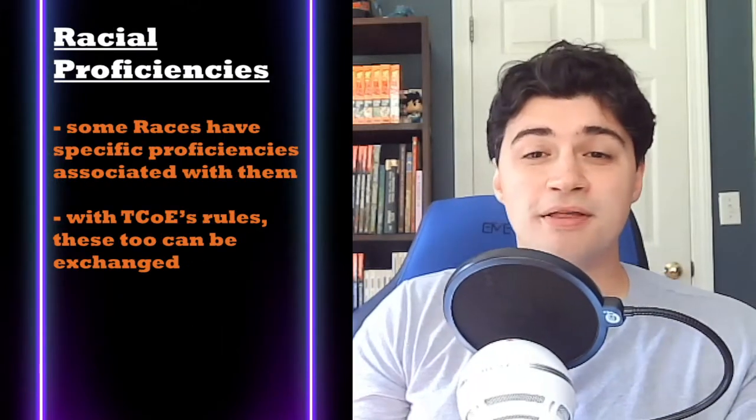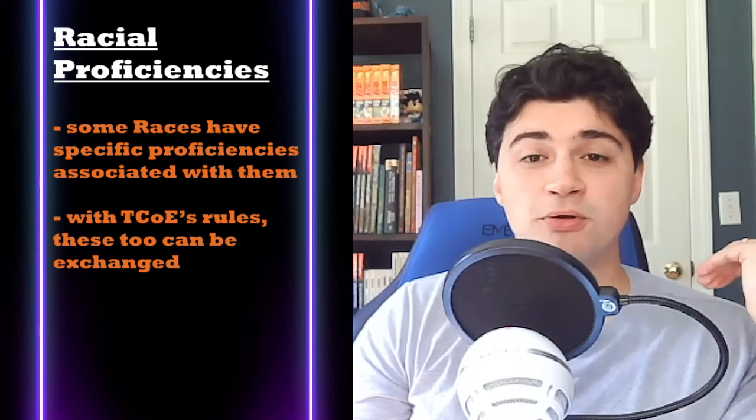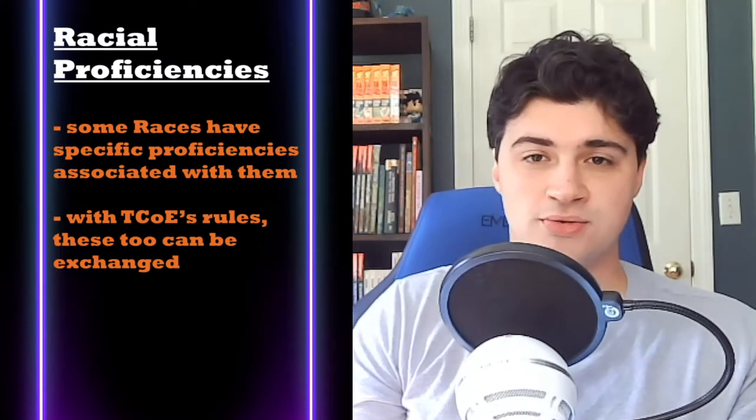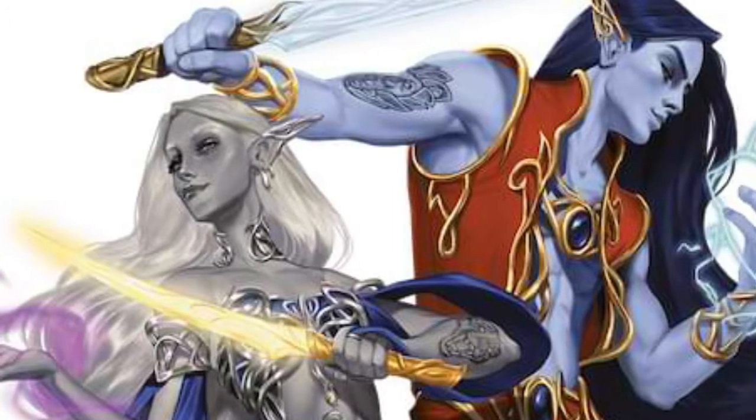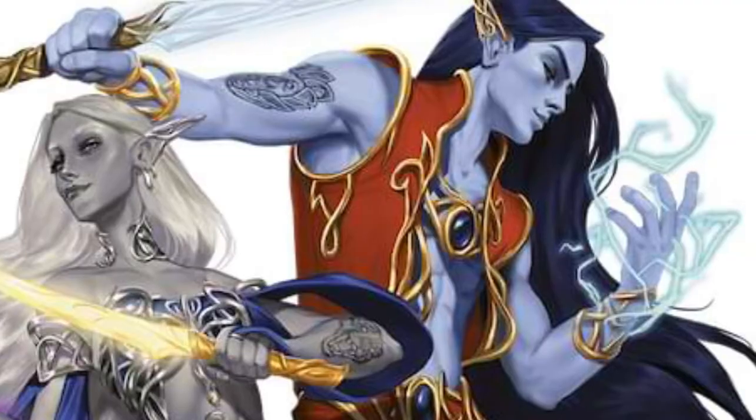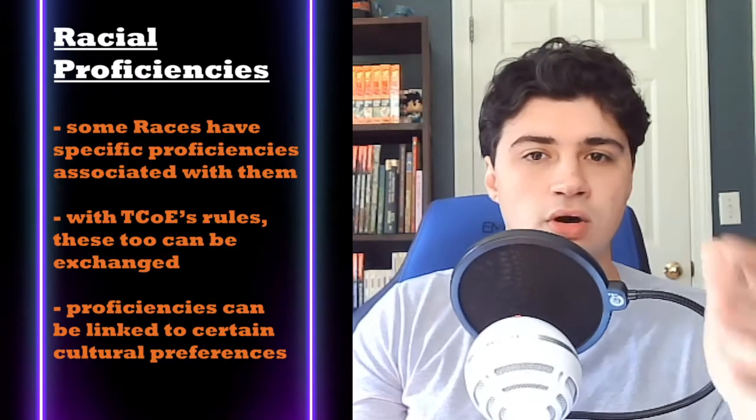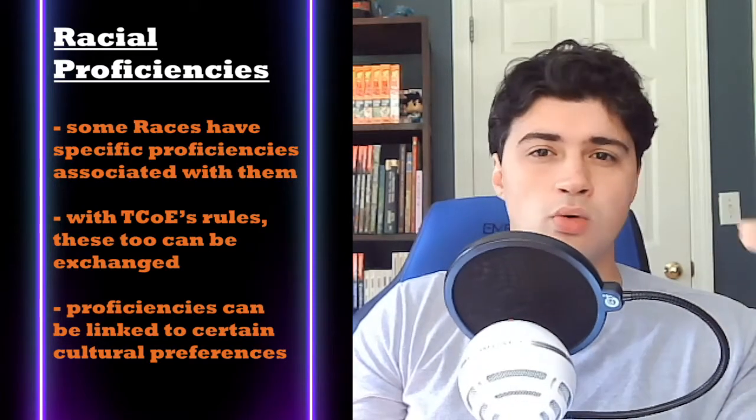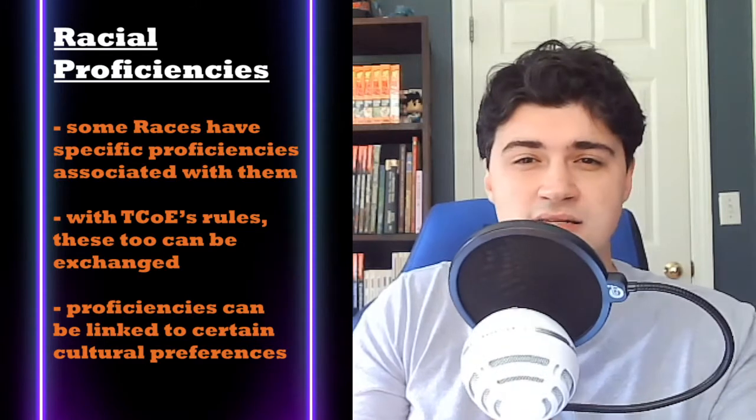Now, along with ability score increases, Tasha's also allows you to swap around bonus proficiencies you might get from your character's race. High elves in the Player's Handbook get an automatic proficiency in short bows, long bows, short swords, and long swords. And in a way, what that does is it demonstrates that high elf culture prefers those more finesse weapons to maybe the war hammers or axes of dwarven culture.